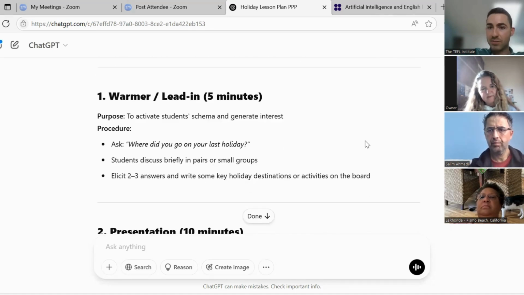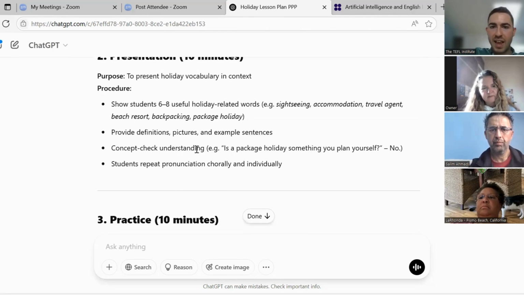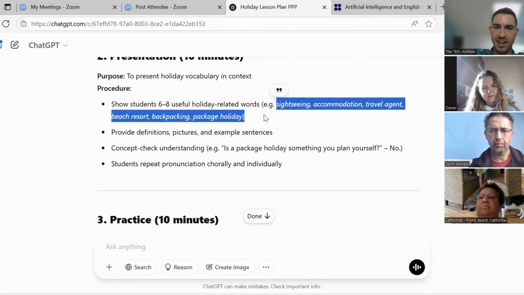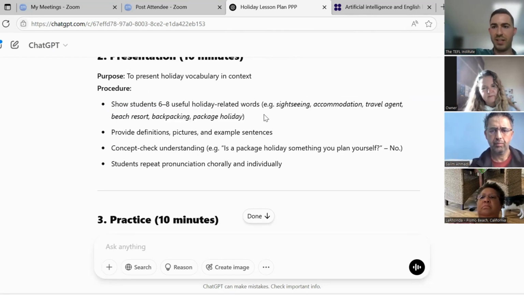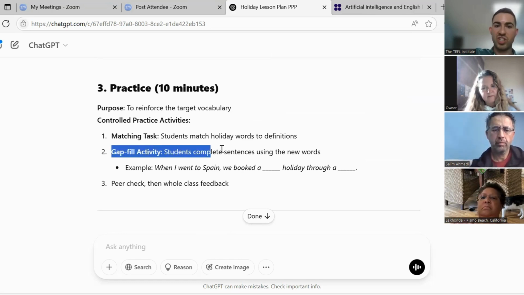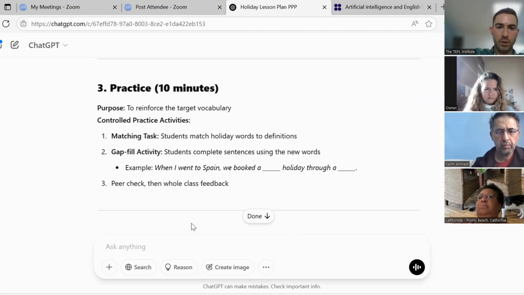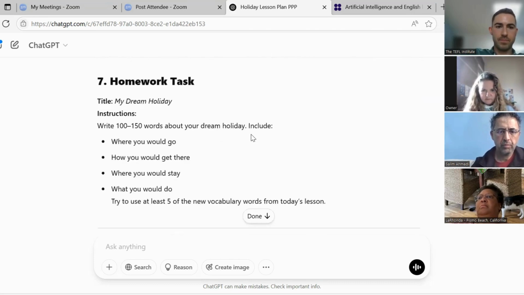And then it's broken it down stage by stage with our warmer or our lead in, 5 minutes. Students are to answer these questions. Then how we might present our new words. These are the target language words that we want to teach in this lesson: sightseeing, accommodation, travel agent, and so on. Then practice. There's a gap fill activity. And we could ask ChatGPT to create the worksheet for this gap fill activity. So I might even put that in at the bottom.